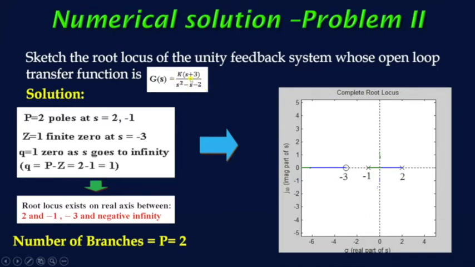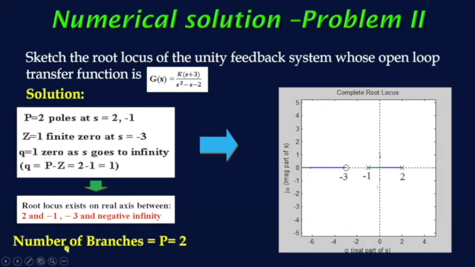If the denominator is 0, then we find the poles of the system. There are two poles, and the poles are 2 and -1. If the numerator is 0, then s + 3 = 0, so s = -3. So Z = 1. So q = P - Z, that means 2 - 1 = 1.